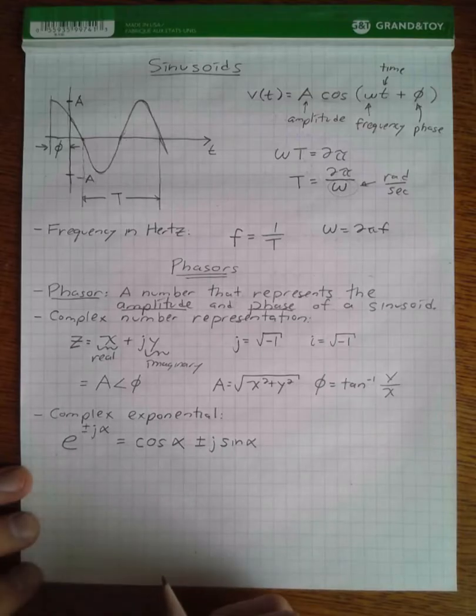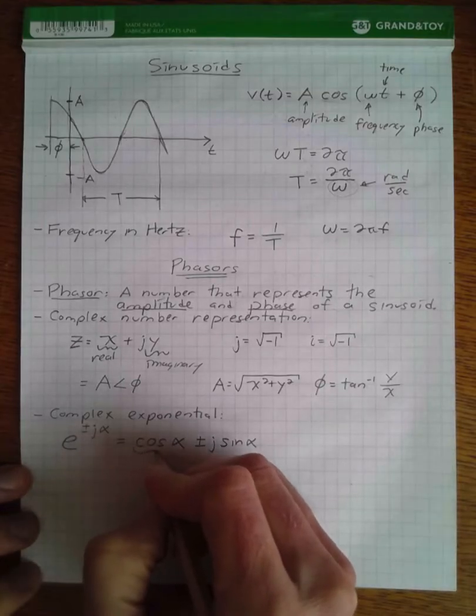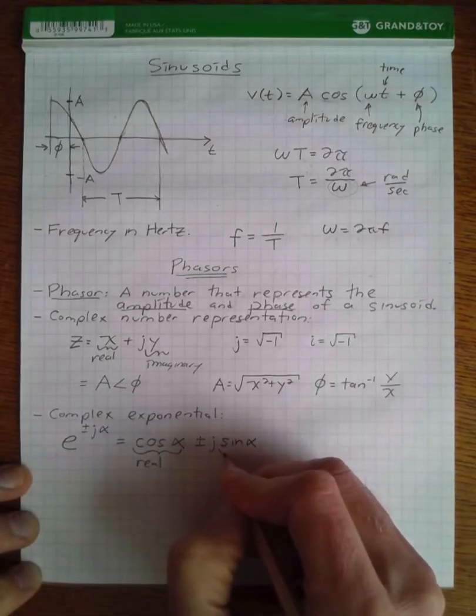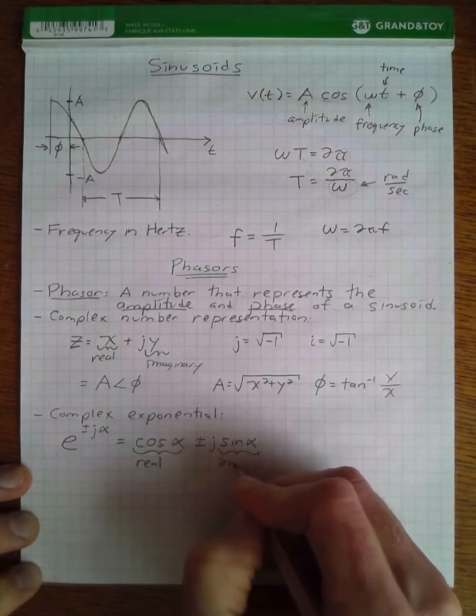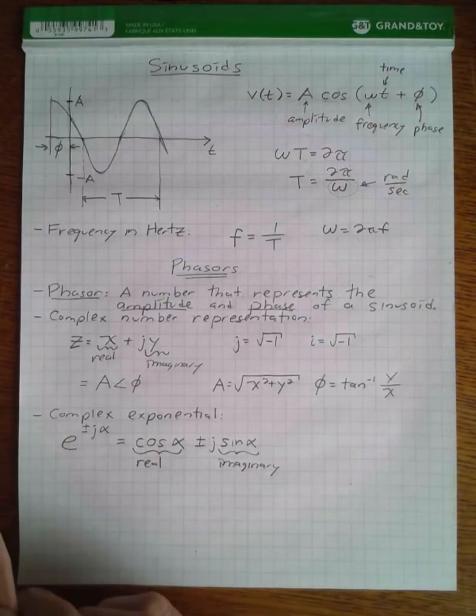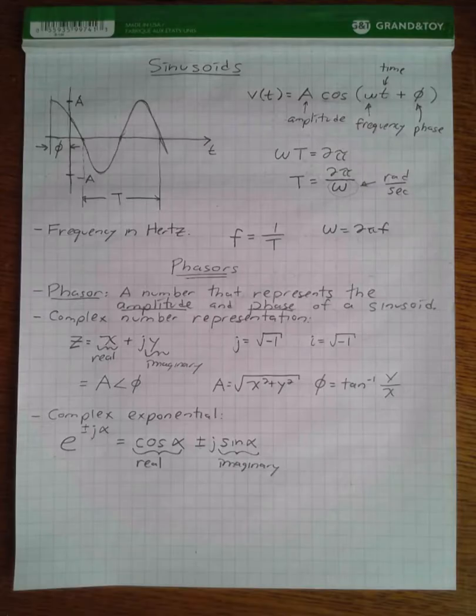And so we have a real component and an imaginary component, just like we have in our standard real and imaginary notation up above. Okay, so this notion of the complex exponential gives us a third representation for complex numbers.